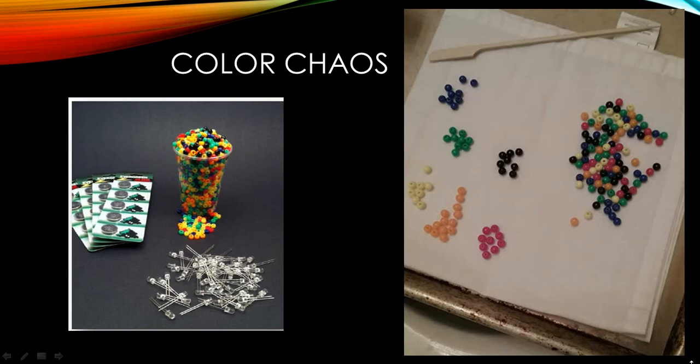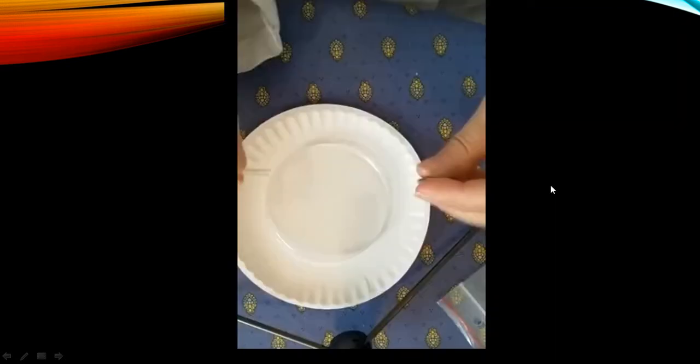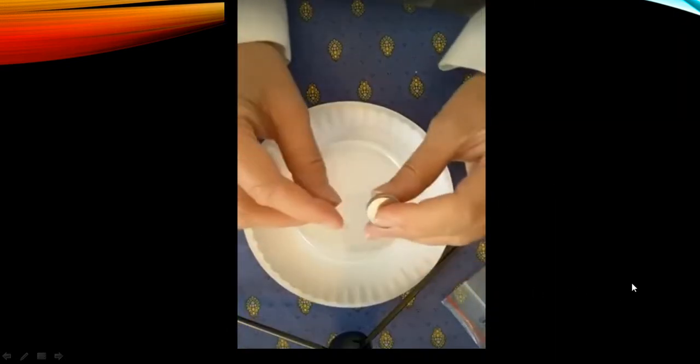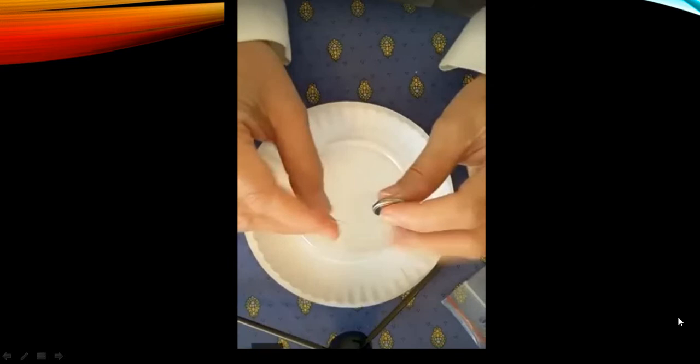Which brings us to our Color Chaos Kit. Now I sent this home with you. You have a little battery and some light bulbs and some colored beads. And you're going to put them out on something like this. I had to go into a dark room. I'm going to play you a video. Yeah, this is the video. Here we go. This lab right here. Oops, it's coming.